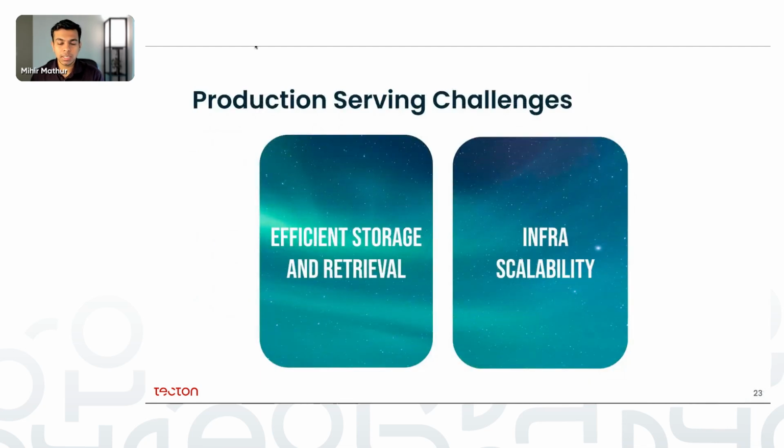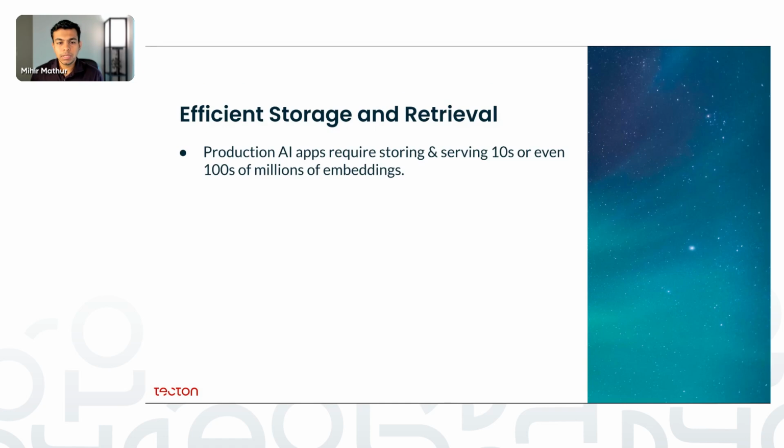On the serving side, there's a couple of different challenges. So there's the efficient storage and retrieval, and then there's the infrastructure scalability. So storage and retrieval is just dealing with storing or serving tens or even hundreds of millions of embeddings. So this will scale if you're doing recommendation systems, it scales with your items, or if you're doing fraud detection, it scales with your number of transactions. So whatever is your core entity in the business, or any content that's being generated, that would be sort of the order of magnitude of how many embeddings you would need.